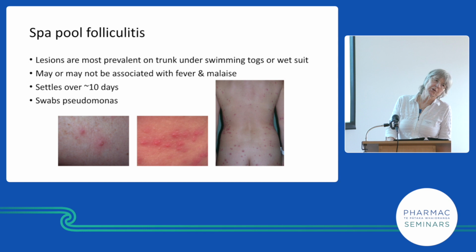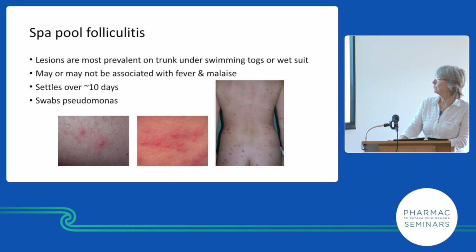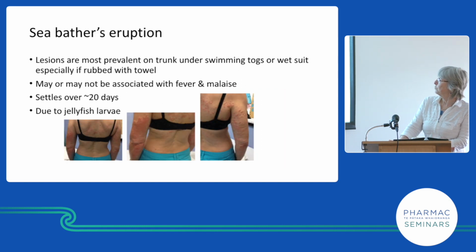So it occurs mostly where the swimming costume is. So this is supposed to show you somebody's got a swimming costume and it's sparing. So that's got a strap across there, so it's under the strap. Another strap there, under the strap, and on the bathing area. So that's characteristic. Sea bather's eruption, again, most prevalent where the swimming costume is.